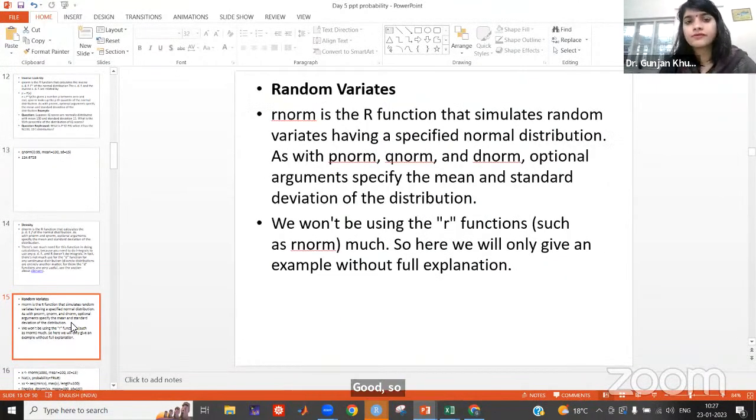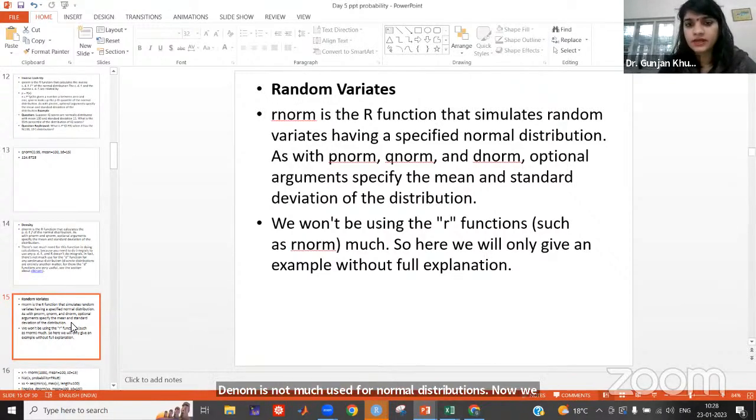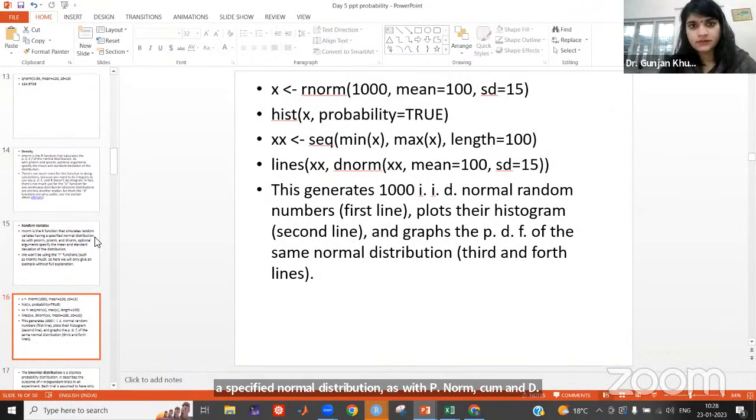Now we talk of rnorm. Okay, we have seen qnorm, we have seen pnorm. dnorm is not much used for normal distributions. Now we see rnorm. So rnorm is the R function that simulates random variates having a specified normal distribution. As with pnorm, qnorm, and dnorm, optional arguments specify the mean and standard deviation. Okay, so we give one example.